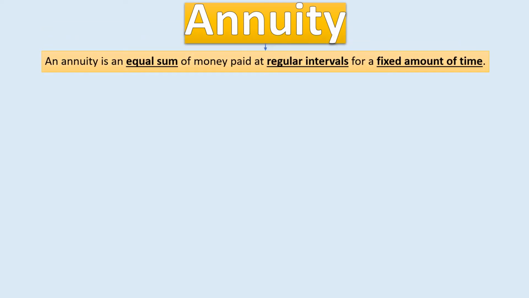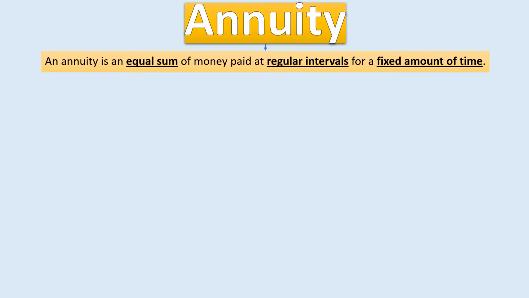Hi and welcome. In this video today we will be talking about what is an annuity. You might be asking what exactly is an annuity? An annuity is a series of equal payments made at regular intervals for a fixed amount of time.